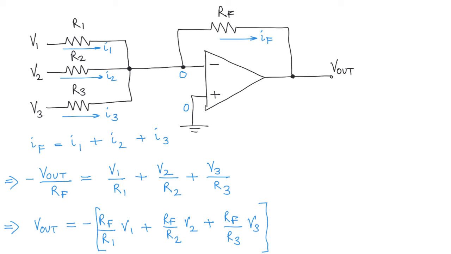If you have RF equal to R1, and let's say R2 and R3 are also the same, that is, all the resistors in the circuit are the same, then what we get is V out equal to minus (V1 plus V2 plus V3). So this circuit is basically adding up voltages V1, V2 and V3, and the weights of the adding depend on the resistors RF and R1 and R2 and R3. So this circuit is called an adder circuit, just because it's adding up signals.